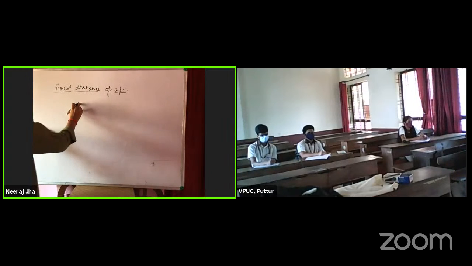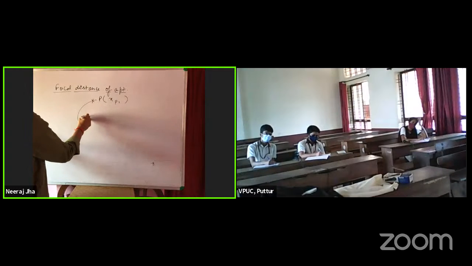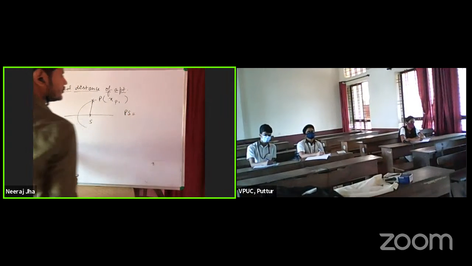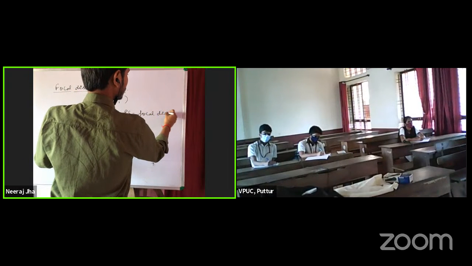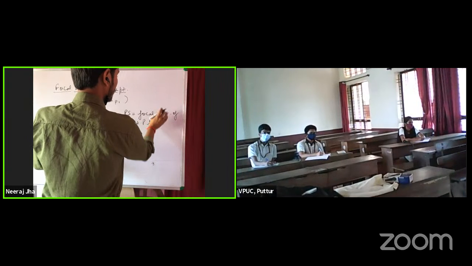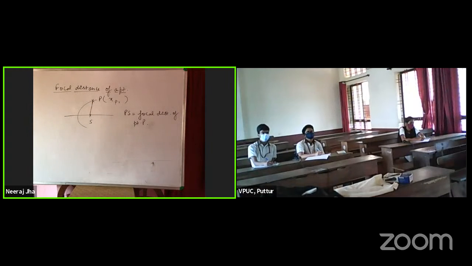See, if you have a parabola and you have any point P, whose x coordinate is x of P and y coordinate is y of P. This is your focus S. So this PS is equal to the focal distance of point P. That means the distance of the point from the focus is known as the focal distance.